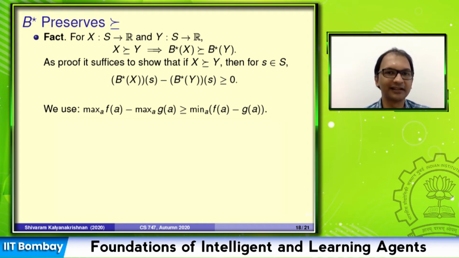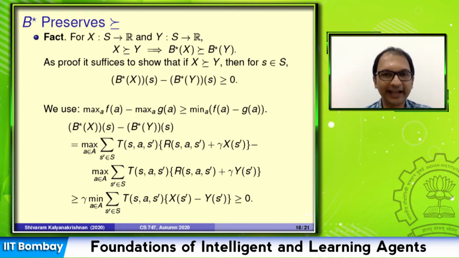Okay, so now let's go ahead and finish up our proof. If we look at the LHS of this, which is B star of x of s minus B star of y of s, just write down what that means. You do that by writing down the full form of B star of x of s and B star of y of s. And if you then apply our small mathematical result over here, we are left with this being gamma times min over a of the sum over s prime. We just used this mathematical result and written down the formula for B star of x and B star of y. But just staring at this hard enough, you will see that it is greater than or equal to 0. So why is that?